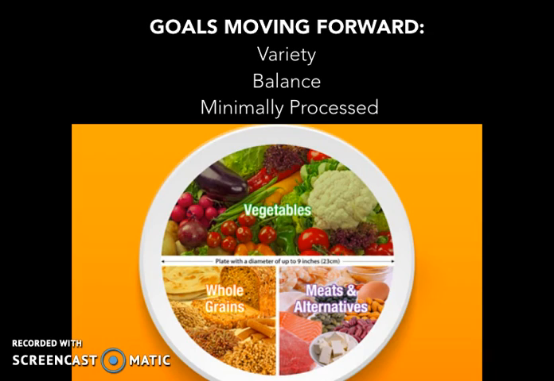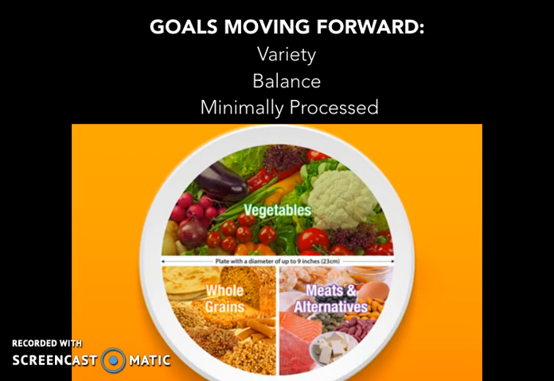So goals moving forward, variety is a very big one. If we rely too much on one source of protein, you may not get the benefits of the other sources of protein that you're not consuming. We saw that our modern day beef selection may be high in saturated fat, and there are other types of protein like legumes and nuts that have different fats or are low in fat that may be healthier for us.